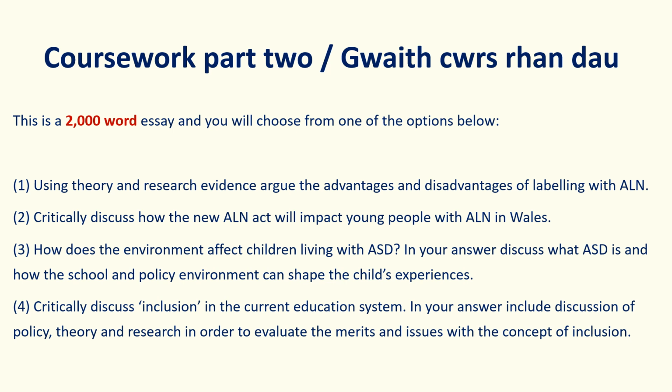The third option is to look at a particular ALN in relation to autism, and you will be asked to think about how the environment affects children living with autism, and in your answer you will be expected to discuss what autism is and how the school and policy environment can shape a child's experiences. And the fourth option is to critically discuss inclusion in the current education system. In your answer, you will include discussions of policy, theory and research to evaluate what it is we mean by inclusion and what are the advantages and disadvantages of inclusion in practice.